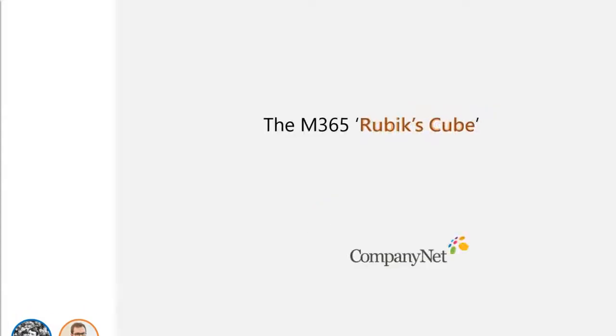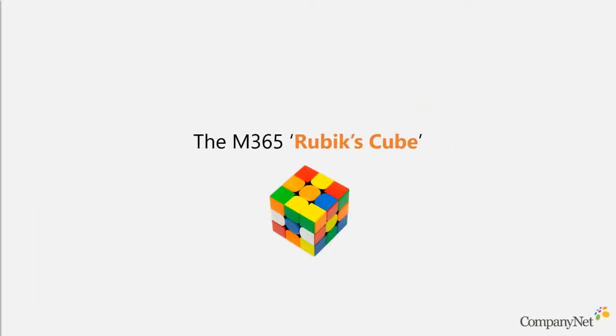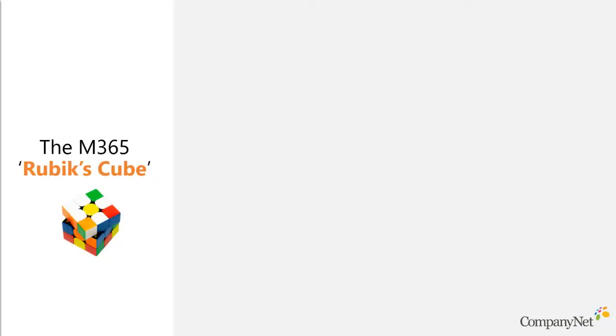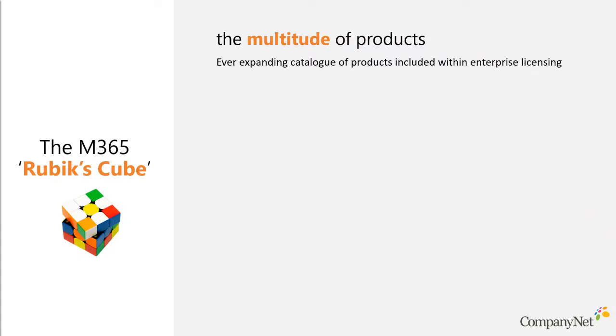So let's start by looking at the M365 Rubik's Cube and explaining what we mean by that. First and foremost, in Microsoft 365 there's a multitude of products. There are applications, solutions, elements, services, lots of stuff to think about. So it's an ever-expanding catalog of products included with the enterprise licensing and with SME premium licensing as well. There's a lot of functionality now being added into that.